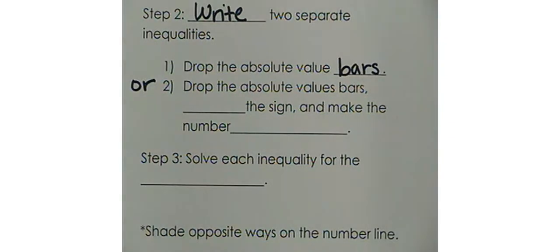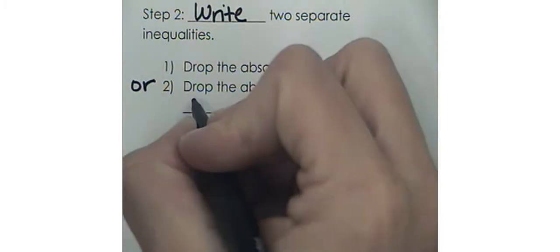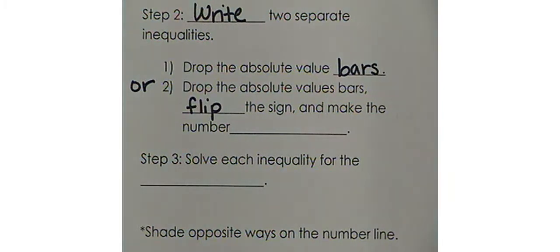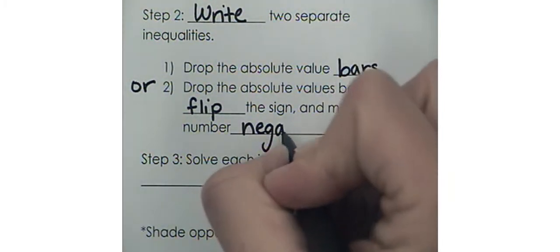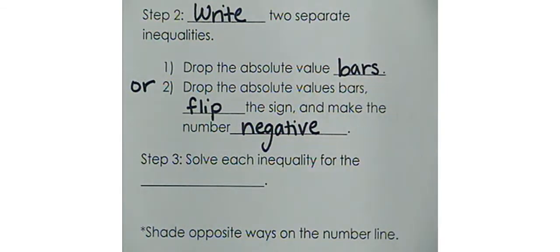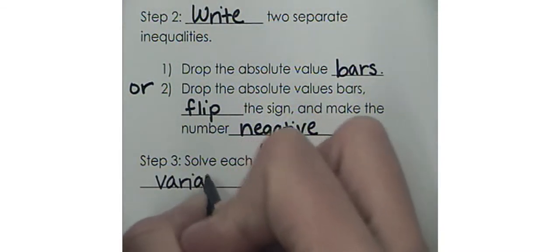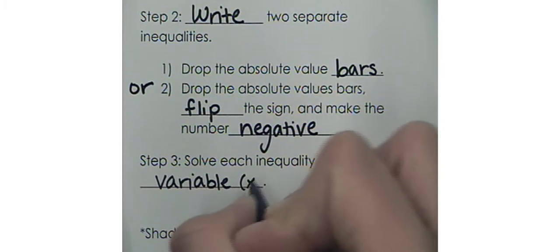Then number 2, so I'm going to write the word or in here, and then step 2, we drop the absolute value bars. Make sure we flip or switch, change, reverse the inequality sign, and we make it a negative number. Then we're going to solve each inequality for the variable, and usually it's x.